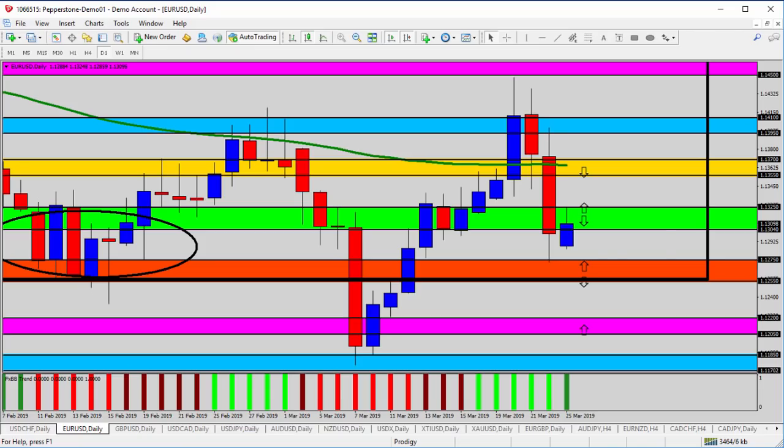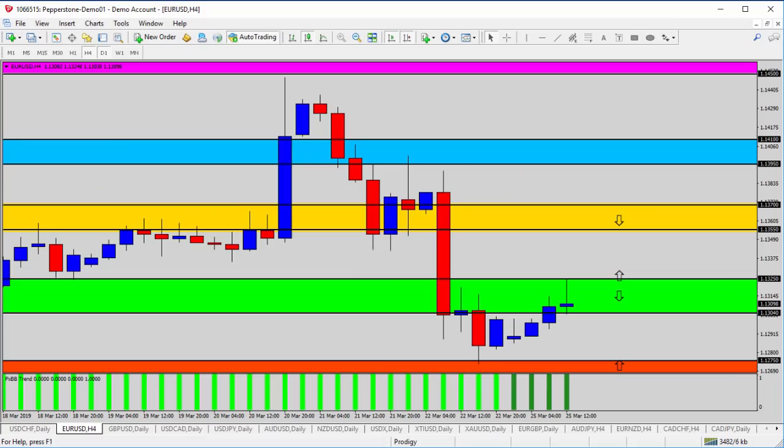So for the day today, at least for the time being, under the green zone, we are into resistance. It's not a great place to buy it unless it gets above the green zone. Selling becomes an intraday opportunity for the euro dollar. Let's take it down to the 4-hour time frame.